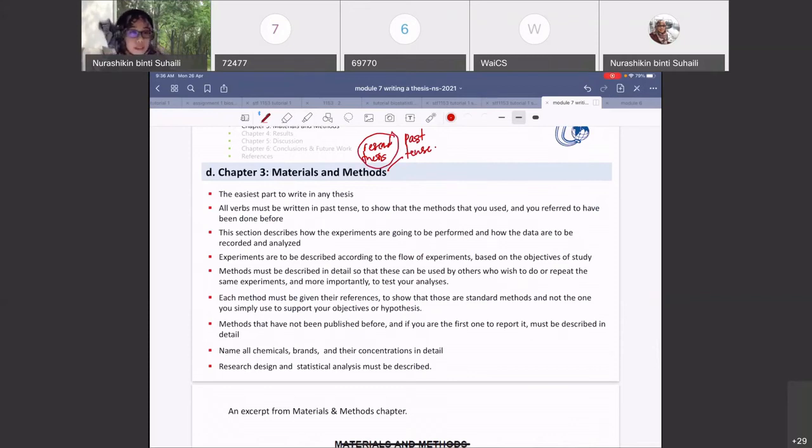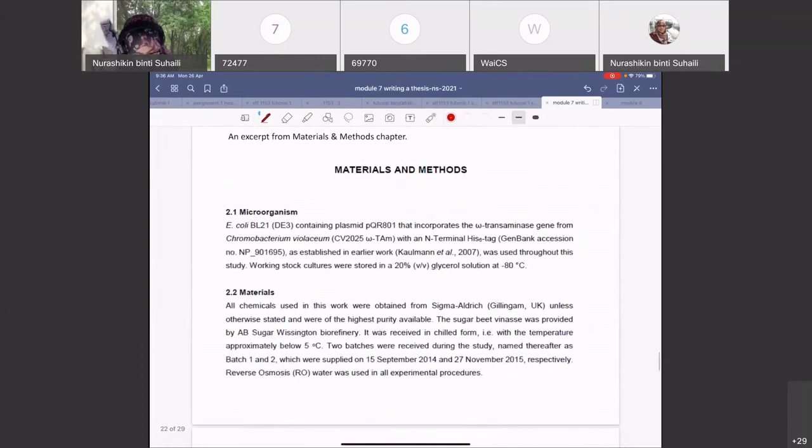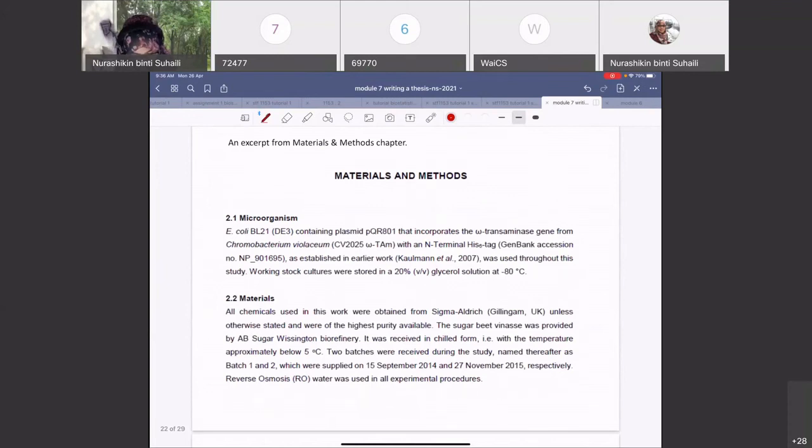One of the common mistakes done by students is that they take the methods from their proposals and just use them for their thesis, which means they don't change the tense. That is not correct. You can use the information, but you have to change the tense of whatever you have written in the proposal. I think I have elaborated this in the previous module, so I will just go through it briefly. This is how you write the methods.